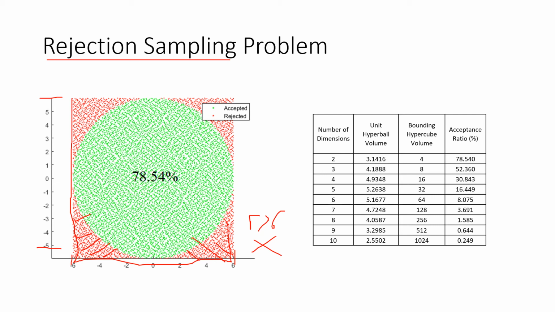So we have an efficiency of 78% because we remove these corners, but the efficiency will be worse and worse as the dimension increases. So it is very, very inefficient in high dimensions. In a 10-dimensional problem, we have an acceptance ratio of 0.2%. So it's gone from 78% to 0.2%, which is very, very inefficient.